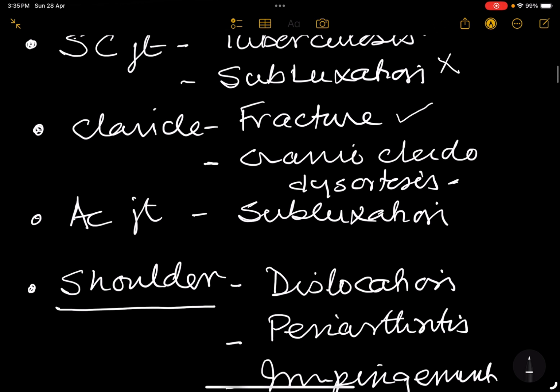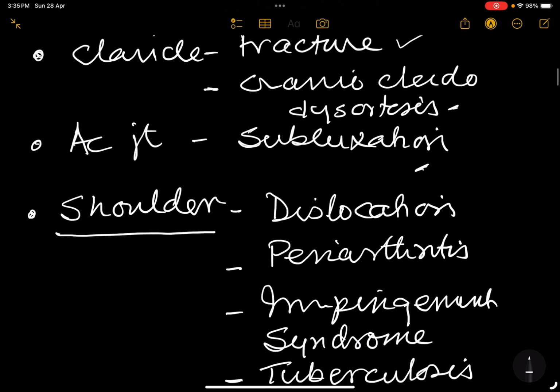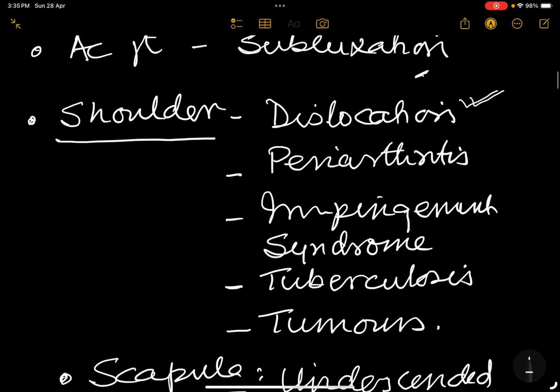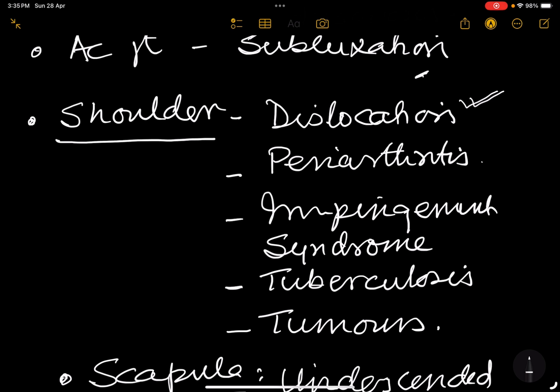Then the acromioclavicular joint, there is subluxation again, and that is usually traumatic. It needs surgery. Then the shoulder, the commonest problem is the dislocation. This will take most of our time. Periarthritis, impingement syndromes, tuberculosis, and tumors we will deal in the next video.